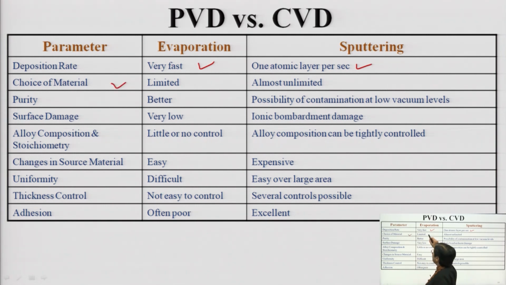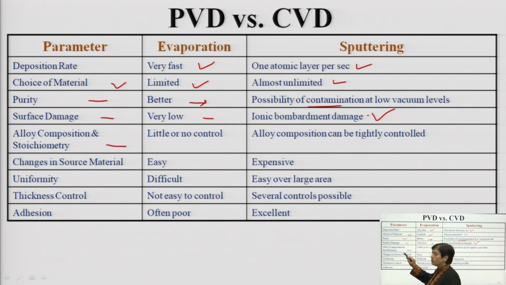Choice of material will be limited in case of physical vapor deposition, whereas in case of sputtering a variety of materials can be deposited. As far as purity is concerned, evaporation will be better, whereas sputtering may have contamination. Both are physical vapor deposition techniques, but we are checking how they behave. Surface damage: in case of sputtering there is possibility of damage, whereas in deposition normally done through evaporation, there is very less possibility of contamination.